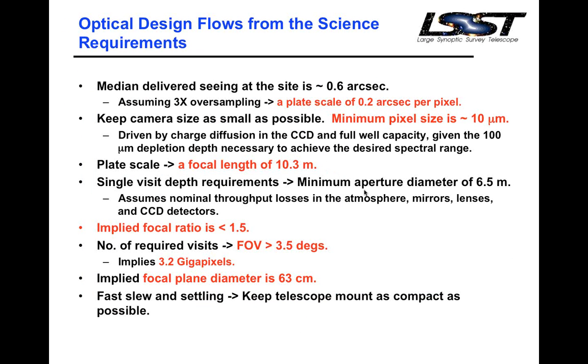Then you take the single visit depth requirements that I showed you earlier, and you can calculate how large an aperture you need in order to collect enough light in 15 seconds to reach those depths. And the minimum aperture diameter is about 6.5 meters, which tells you that the focal ratio of the system has to be less than 1.5. So it has to be a very fast optical system in order to come close to meeting those requirements.